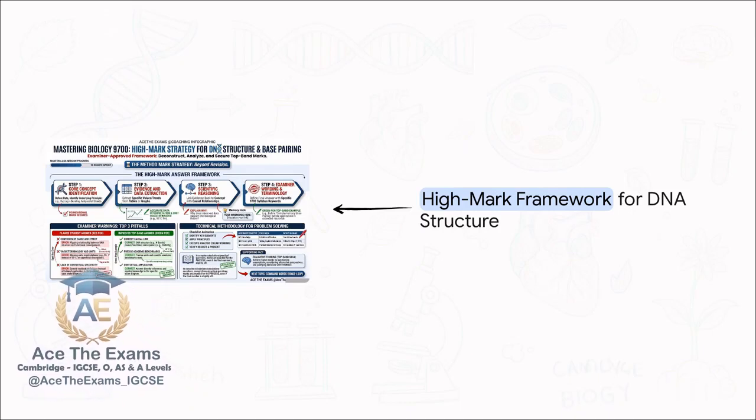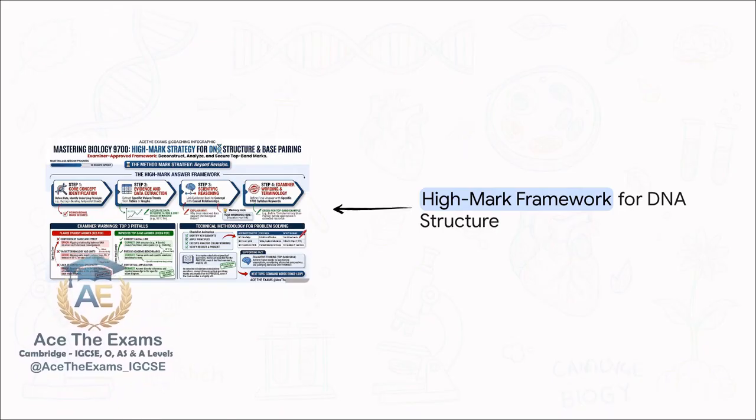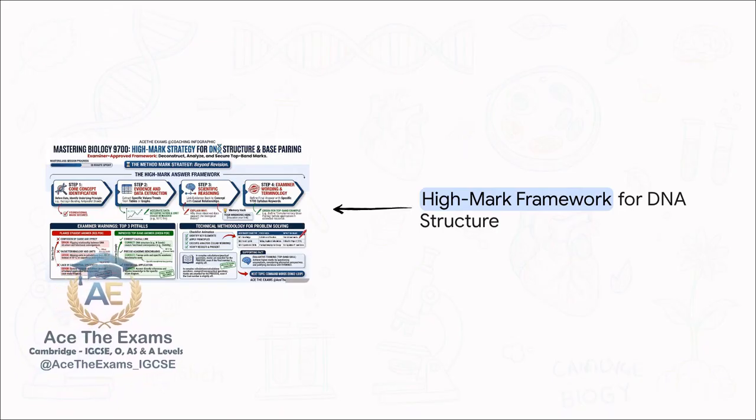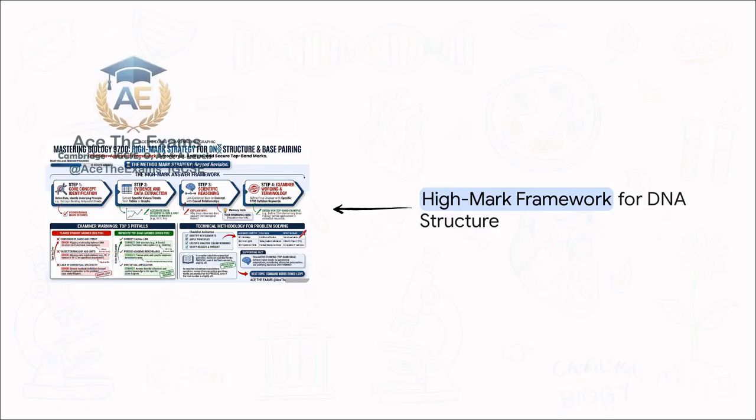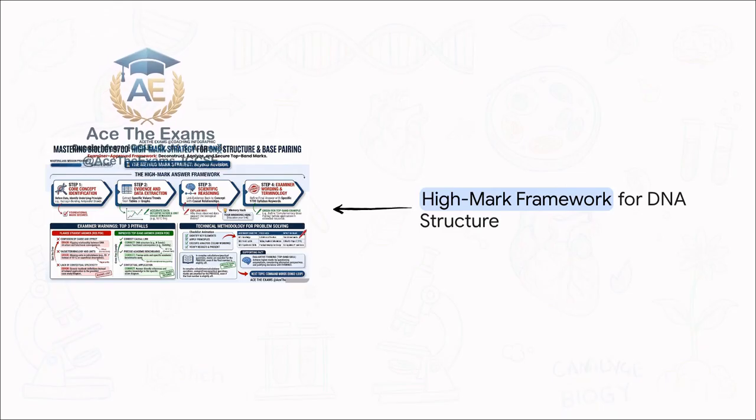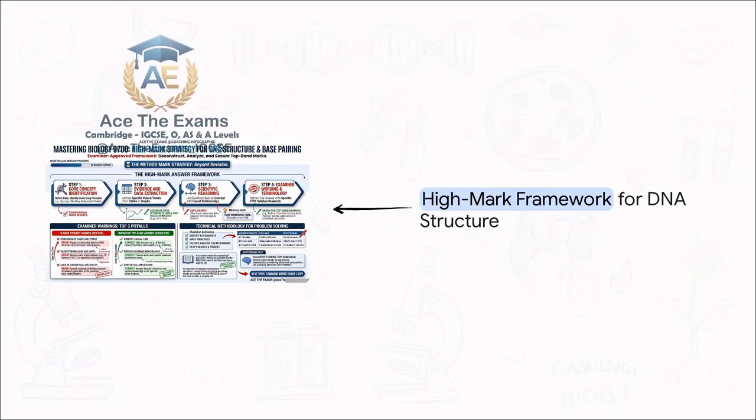Step 1 is concept. You have to identify the underlying biological principle. Step 2 is evidence. Extract specific values or trends straight from the data they give you. Step 3 is reasoning. Connect that evidence right back to the concept with clear causal relationships. And finally, step 4 is wording. Refine your answer using the specific keywords from the 9700 syllabus.